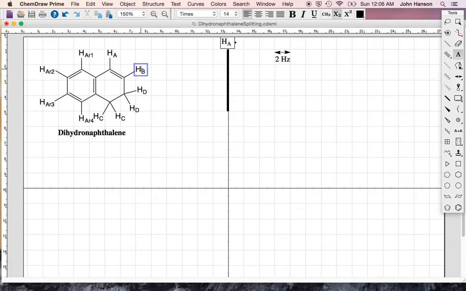So we know it's split by HB, and we said that that's about a 10 hertz coupling constant. We know that from having looked at the spectrum, but even if we had never seen this spectrum, we could use our chart and say, oh yeah, it's in that 6 to 12 range, so maybe picking something like 10 is not unreasonable. So what I need to do now is split HA because of HB. Maybe I'll write a little note to myself, HB splitting here.